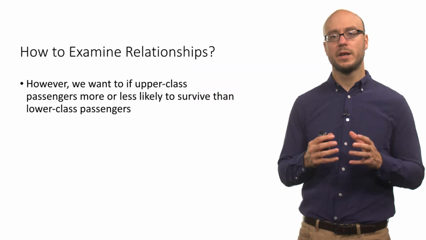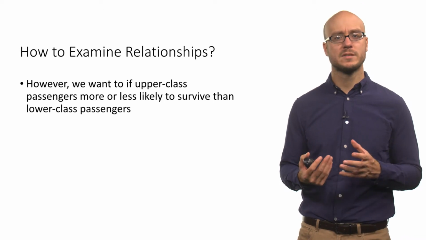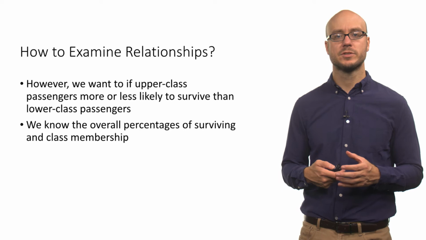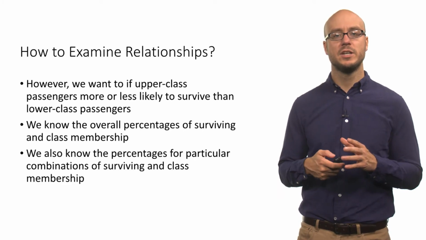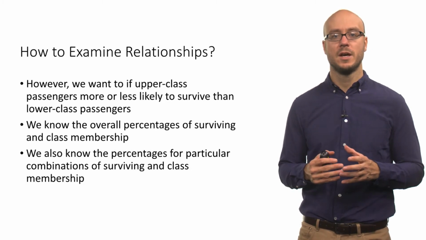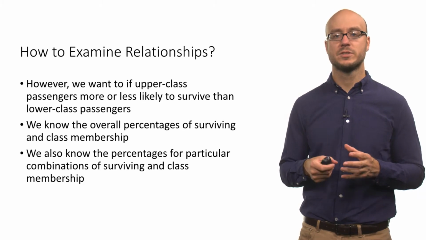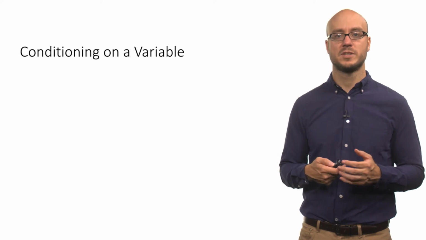Now, from this basic contingency table of proportions and percentages, people often want to ask about relationships between these two categorical variables. In particular, you might ask, are upper class passengers more or less likely to survive than lower class passengers? To put it another way, we want to know the percentages conditioning on particular values, because so far we know the overall percentages and the percentages for particular combinations, but we want to condition on some set of values and calculate the percentages that way.